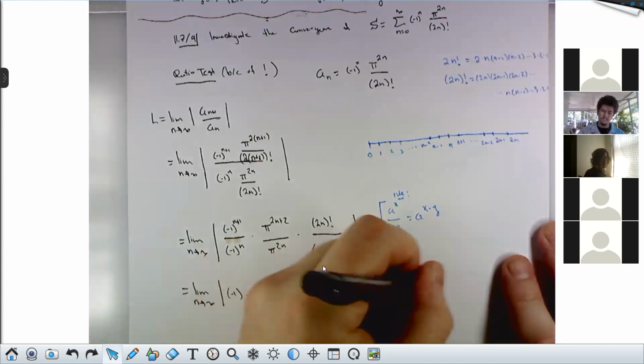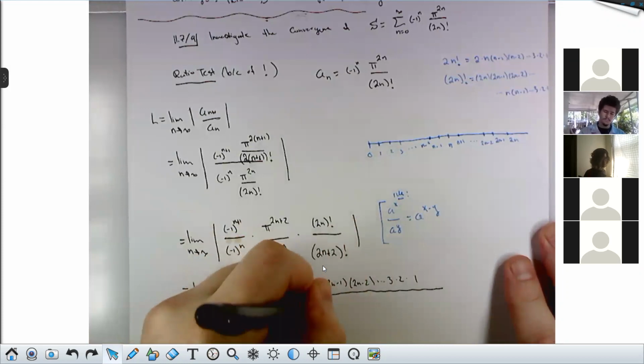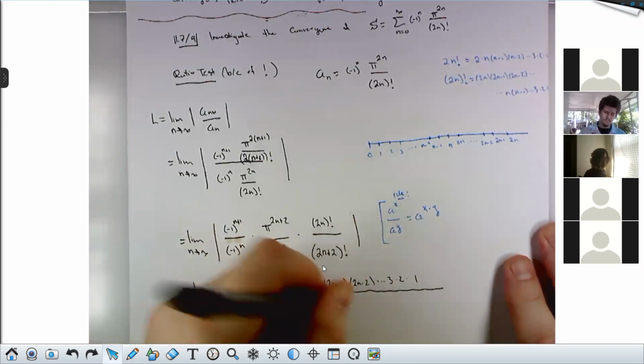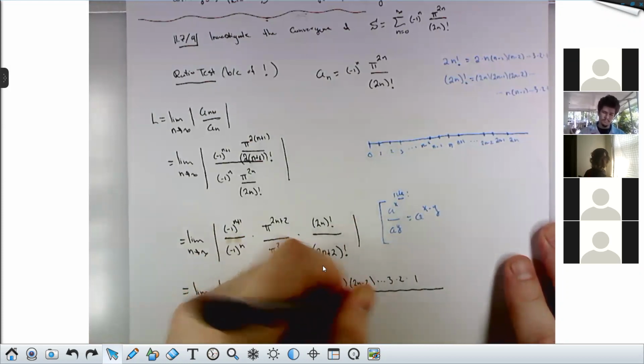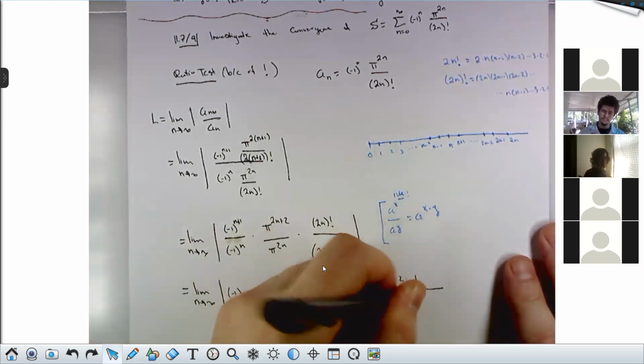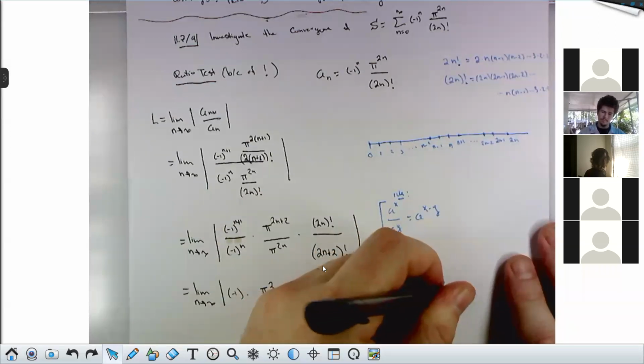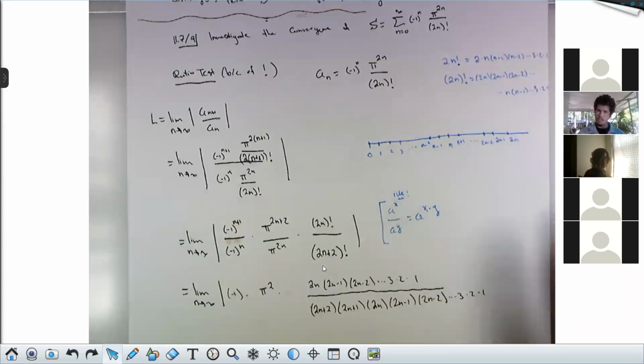And then downstairs, 2n plus 2 factorial is 2n plus 2 times 2n plus 1 times 2n times 2n minus 1, oh, times 2n minus 2, down to 3 times 2 times 1.